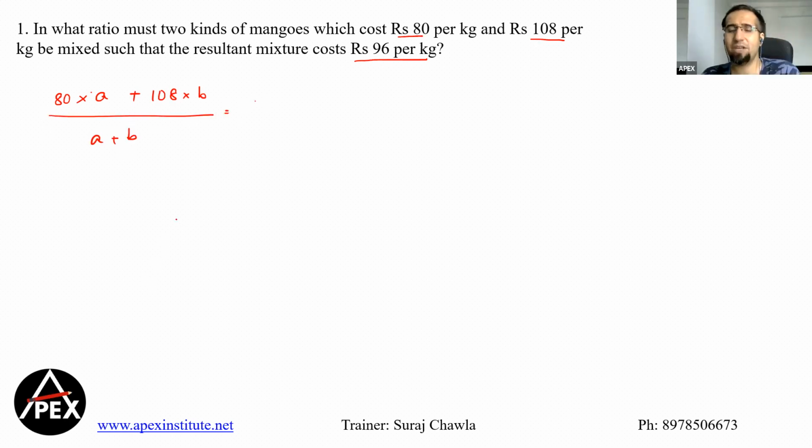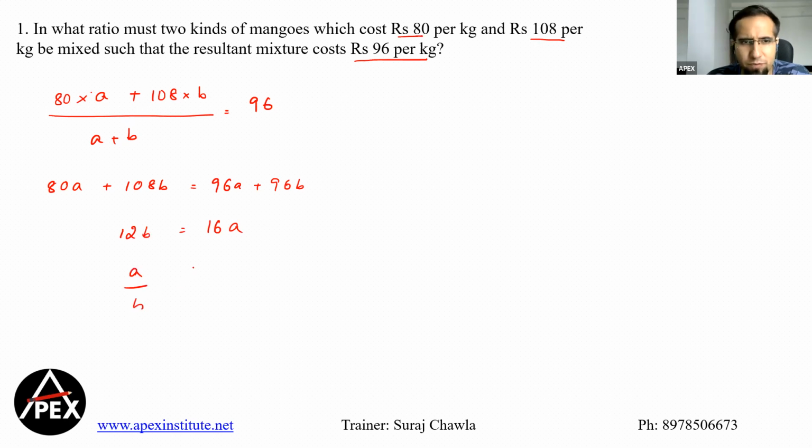Now, this is weighted average with two variables or two groups. Okay. So when we cross multiply, what do we get? We get 80A plus 108B is equal to 96A plus 96B. When you transpose the values, you get 16A is equal to 12B, or I get A by B in the ratio of 3:4. Now this is weighted average, guys.